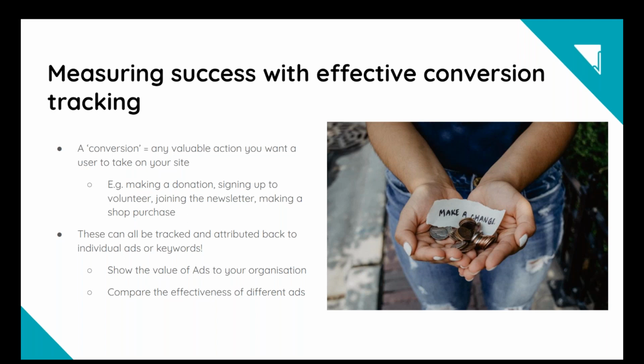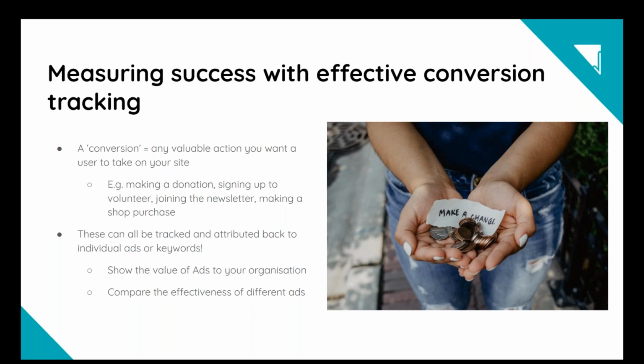grant. If they're set up correctly, these actions can all be tracked and attributed back even to individual ads or keywords. So if someone clicks on your ad for volunteering in Perth, for example, and then goes on to fill in an online volunteer application form, we can track that conversion right back to the specific ad that the person clicked.